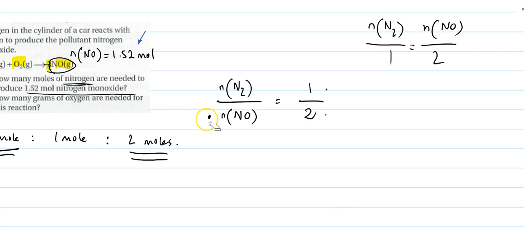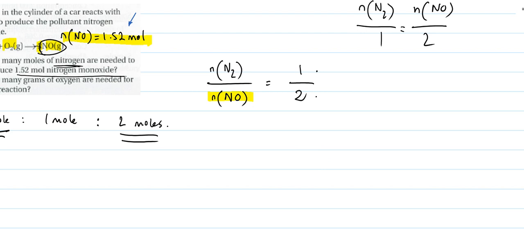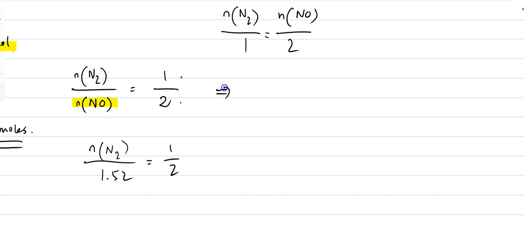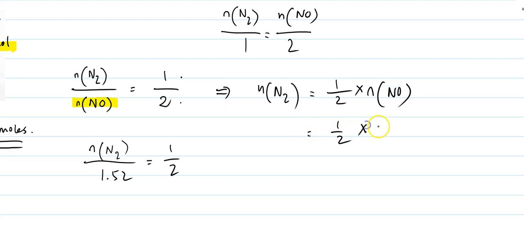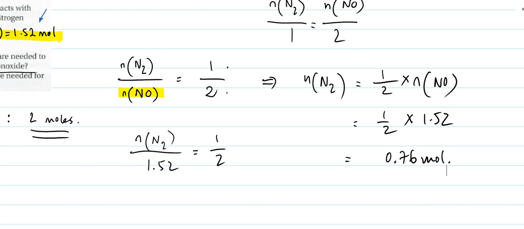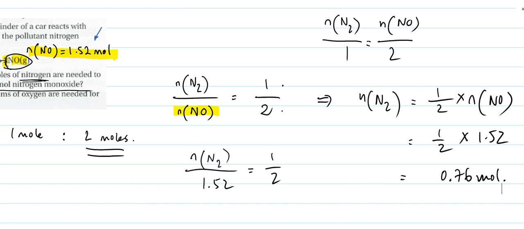And then we know what this value is because we have it over here, okay? We just sub that in. So number of moles of nitrogen over 1.52 equals 1 over 2. Some of you might, and I prefer this, just rearrange this first before subbing in your values, okay? That's fine as well. And so that's the number of moles of nitrogen that is needed to produce 1.52 moles of nitrogen monoxide.